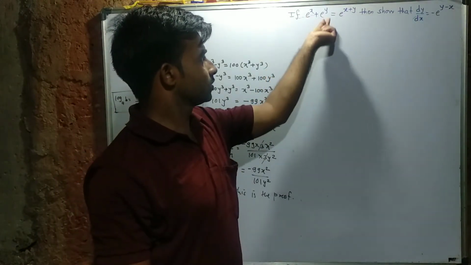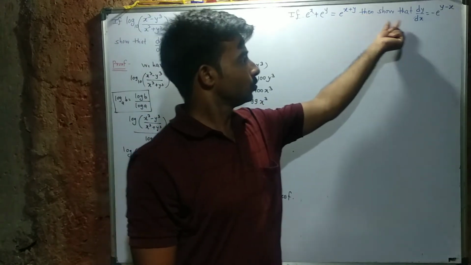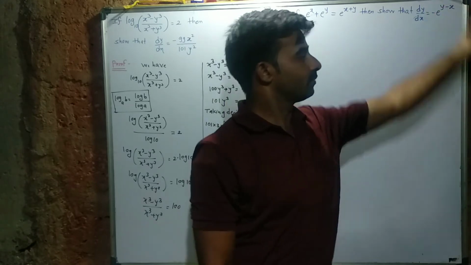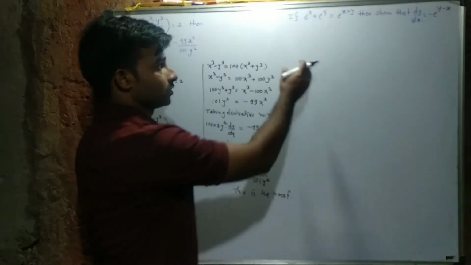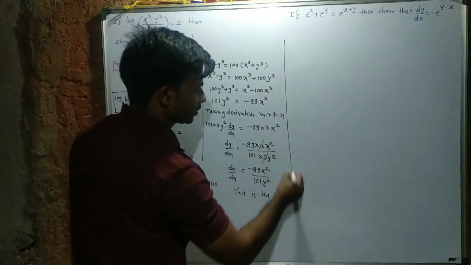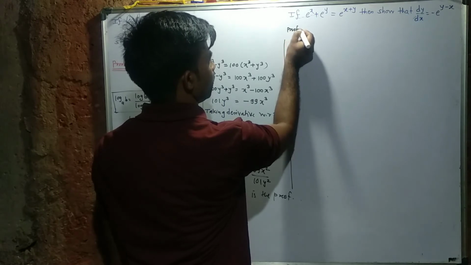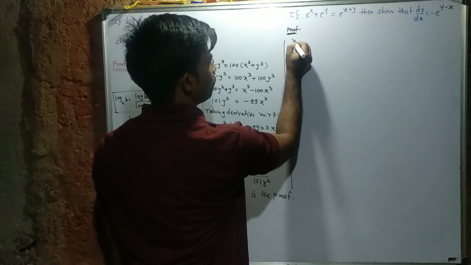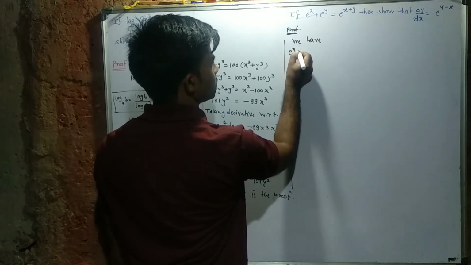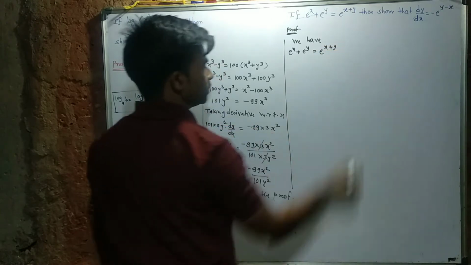e raised to x plus e raised to y is equal to e raised to x plus y. Then show that dy by dx is equal to minus e raised to y minus x. That means first of all we have to take the e raised to x, then we have to take the proof here, and by using the consideration, we have e raised to x plus e raised to y is equal to e raised to x plus y.